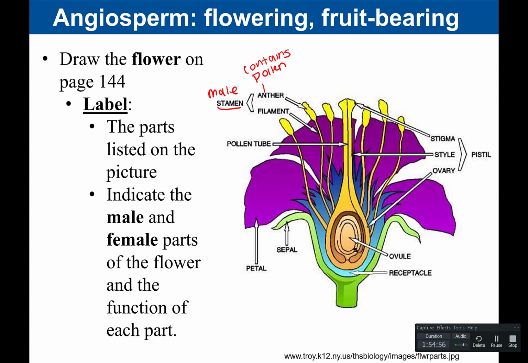Also part of the stamen, the part that holds the anther out is referred to as the filament. So the filament is going to hold the anther up. Now, the reason for that is that the pollinators need to brush up against the anther to pick up the pollen. And then they're going to take that pollen to a new plant. So the filament kind of holds the anther up, and it allows the pollinator to come in contact with that pollen to be able to transfer the pollen from one plant to another. Now, also on the flower is the female part.